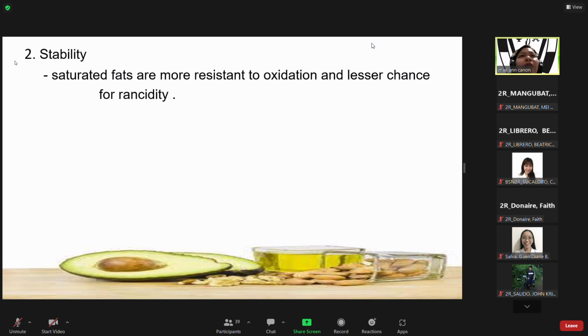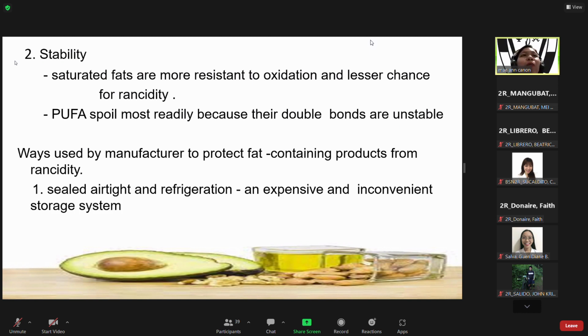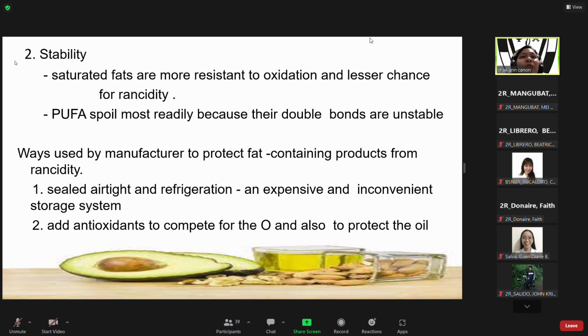So, regarding with the stability, so kapag saturated fat siya, mas dugay siya mapanis. Ang PUFA naman, which is tinatawag na itong unsaturated fat, because they are complex, okay, they are easily get spoil. Okay? So, like for example, kanang mga businessmen, in order to maintain their fats, consistency, and stability, na asli kinabuhat para dili mapanis. They will use sealed airtight and refrigerator. Kumbaga, this is expensive one. No, dili siya katong common refrigerator nato sa balay. And they add antioxidant to compete for the oxygen and also to protect the oil.